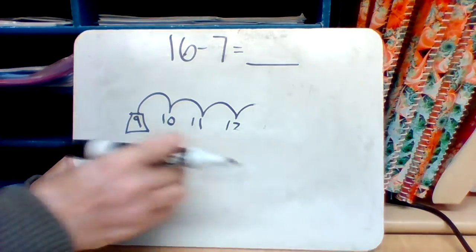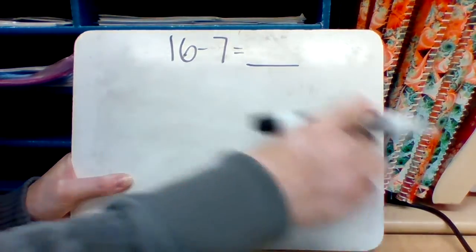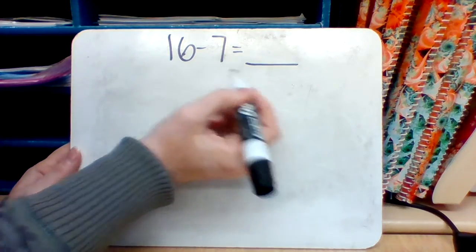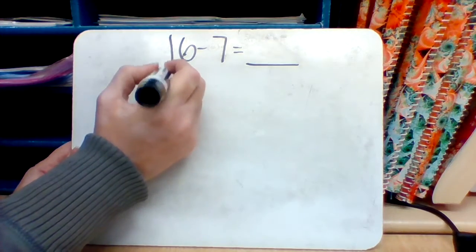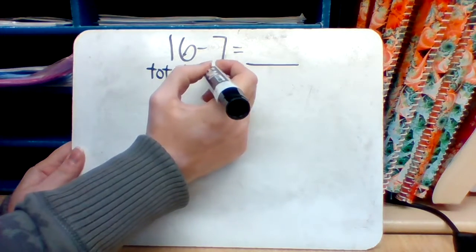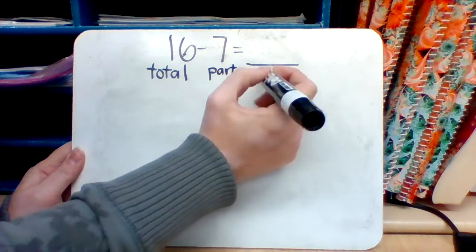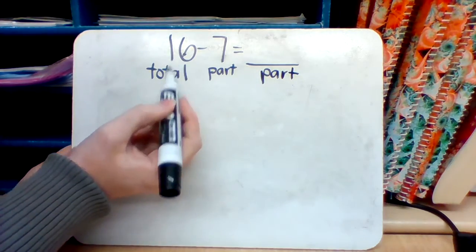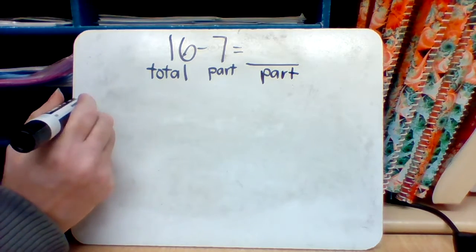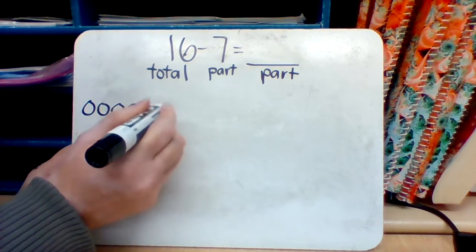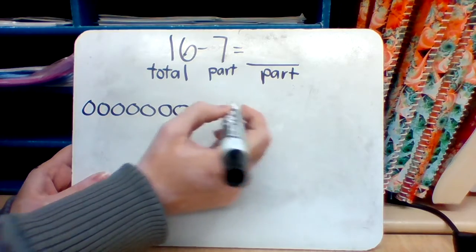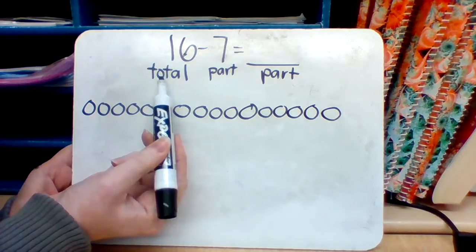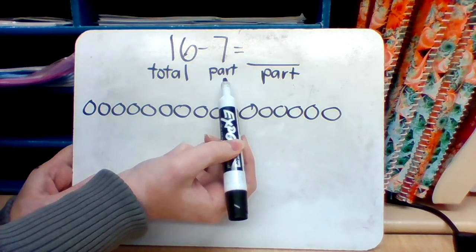One of the other strategies we've been working on besides counting back is thinking about subtraction as a total, a part, and a part. In subtraction, our larger number is going to be our total, and the other parts of our number sentence are going to be the parts. If I think of it that way, then I could draw a total of 16 circles. 1, 2, 3, 4, 5, 6, 7, 8, 9, 10, 11, 12, 13, 14, 15, 16. That's my total.